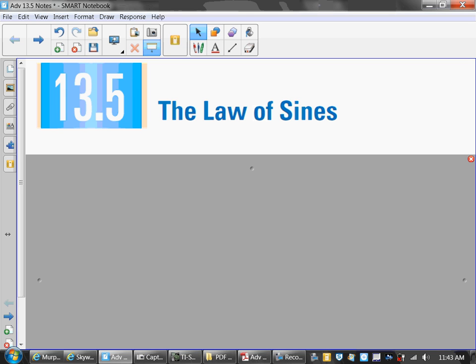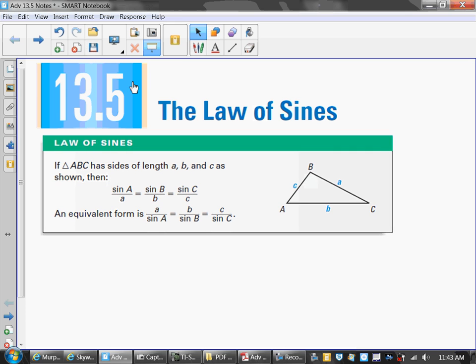Law of sines looks like this. In any triangle, it's not a right triangle. Here's the law of sines: the sine of angle A is to the side opposite, is to the sine of angle B is to the side opposite, is to the sine of angle C is to that side's opposite. Or if you flip all the fractions all the way around, they're also still equivalent.